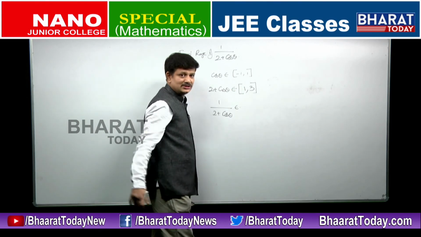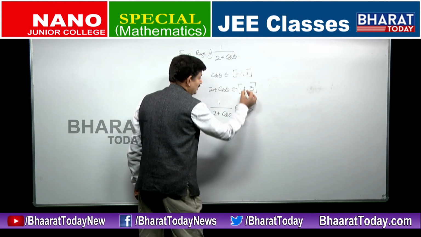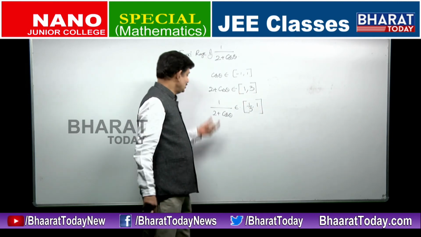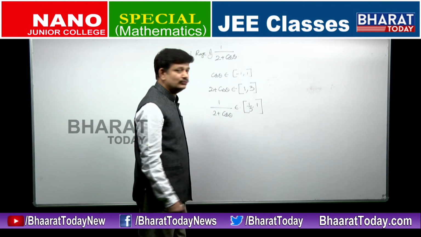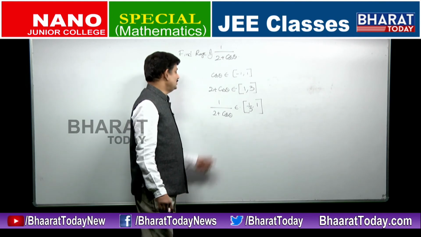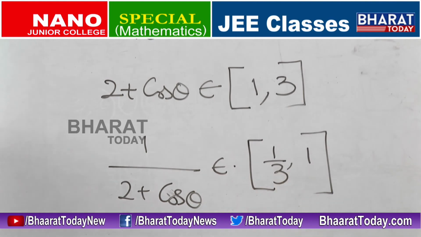Reciprocal of positive numbers, decreasing function. So 3 reciprocal is 1 by 3. 1 reciprocal is 1 by itself. I have to interchange the positions. So 1 by 2 plus cos theta will lie between 1 by 3 to 1. So range of the values of the function 1 by 2 plus cos theta will be 1 by 3 to 1.